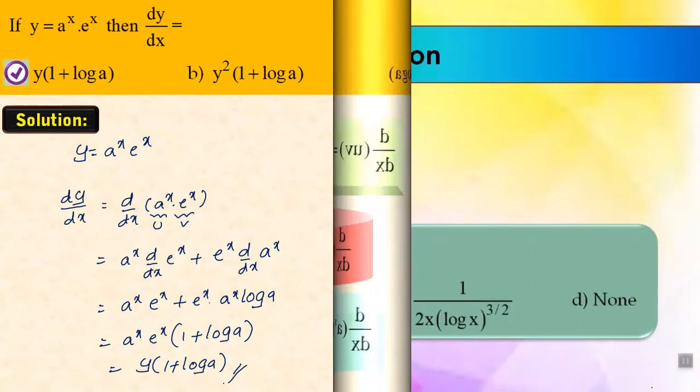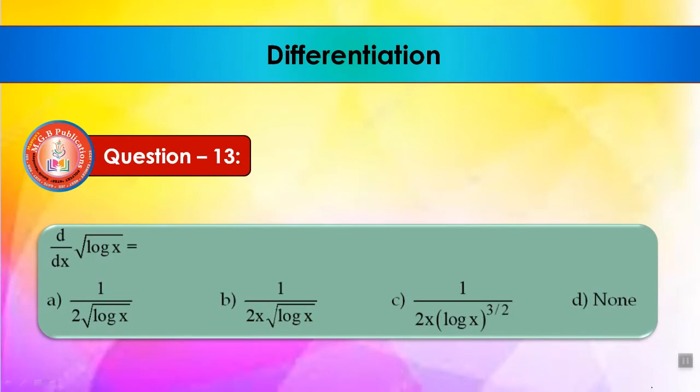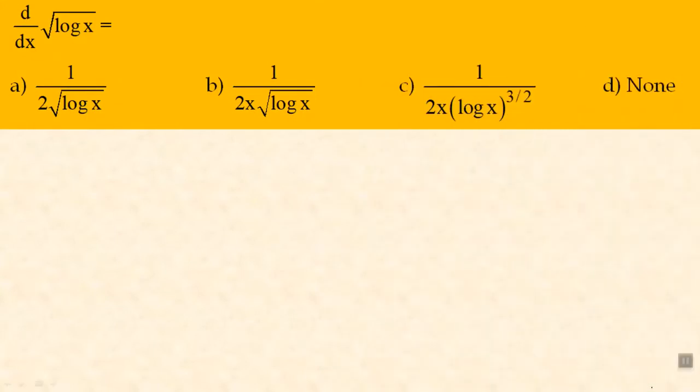Dear students, see the question number 13. Read the question and write it. The question is d by dx of root log x is equals to. Options are: 1 by 2 into root log x; 1 by 2x into root log x; 1 by 2x into log x whole power 3 by 2; none. Let us find this.